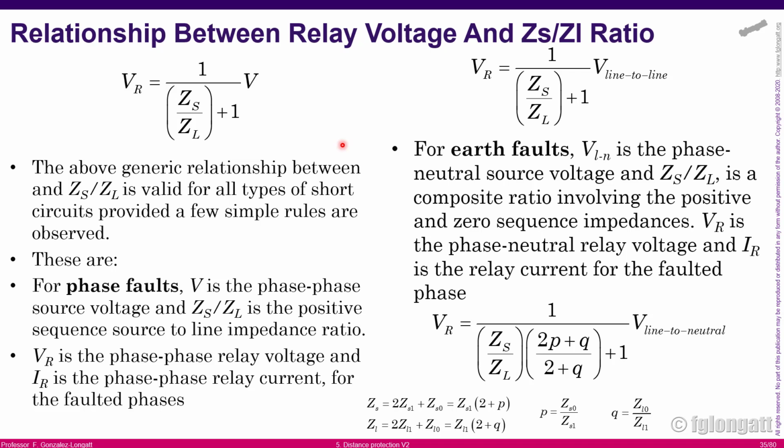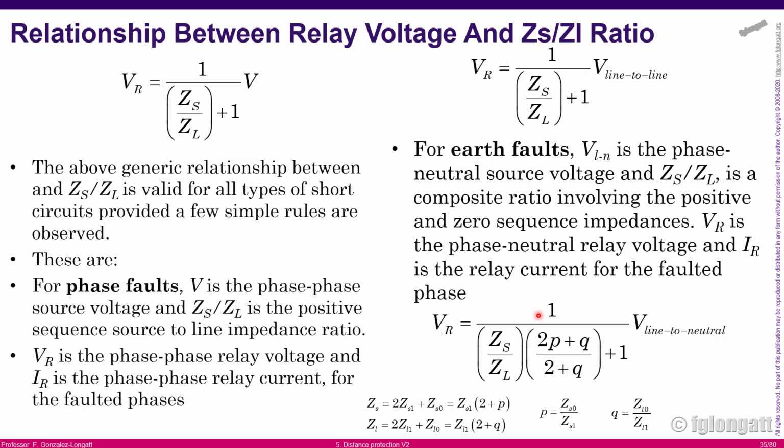We can keep using the same equation as you can see here on the right, with the main difference that we need to use the line to line voltage. But if we have a line to neutral fault, the situation starts to be a bit more complicated. Because if you remember from power system analysis, when we have a single line to ground fault, we have negative and zero sequence circulating inside the system.